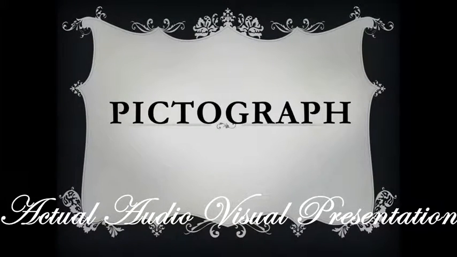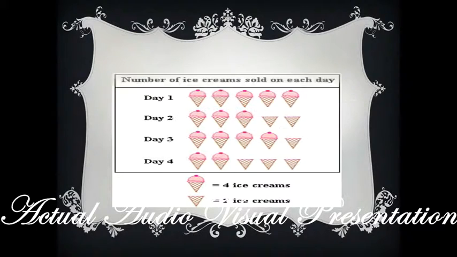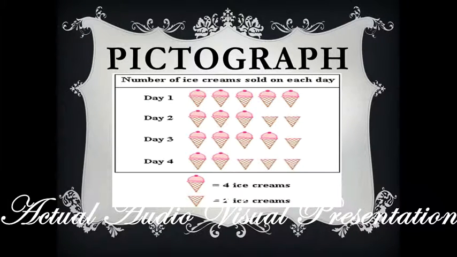The next graph is pictograph. Pictograph presents data or variables using images in order to make abstract idea concrete. For example, the graph shows the number of ice creams sold on each day.